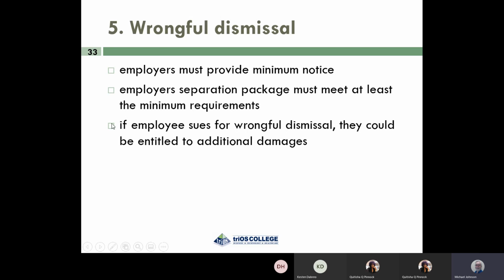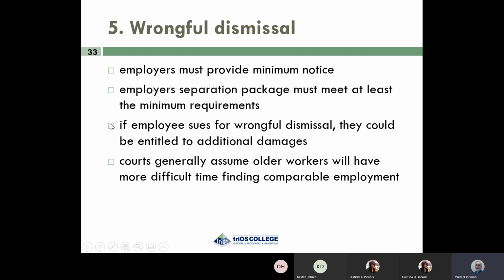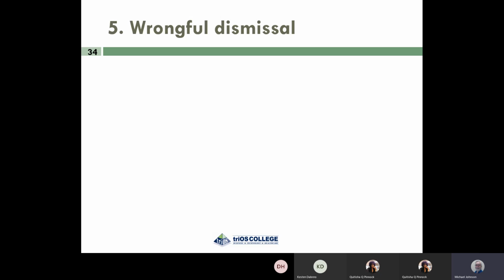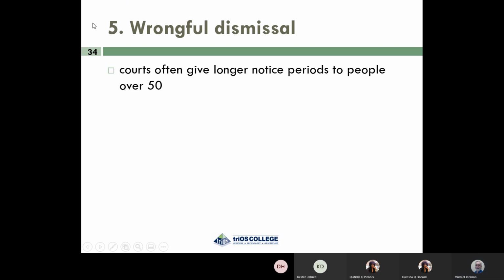And the bad part of this is justices normally will send them back to work. So not only do they get a big payment from you, but you also have to take them back again. Courts generally assume older workers will have more difficulty finding some kind of employment that's comparable in one form or another. So their tendency is to give them more benefit of the doubt. Courts often give larger notice periods to people who are in excess of 50 years of age.